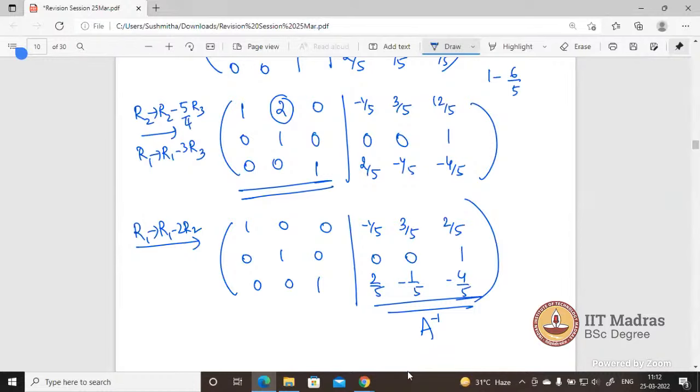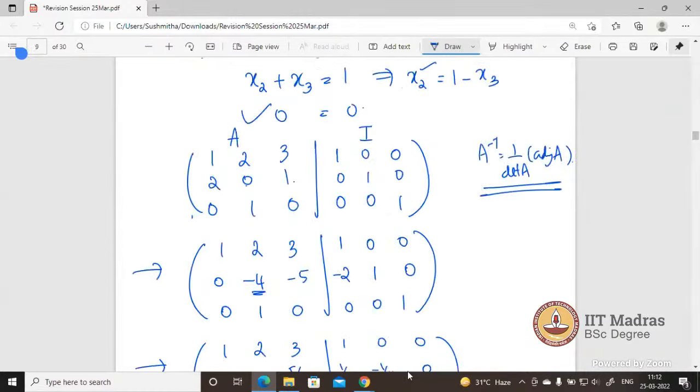But will this be the case for all matrices? Yes, this is for any n cross n matrix which is invertible, so it will be a square matrix. The other method is the usual adjugate method, that is, find the cofactor matrix, find the transpose and all that. That is the earlier method, and ma'am has already discussed it.